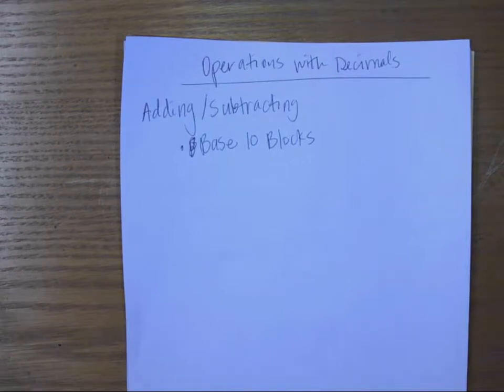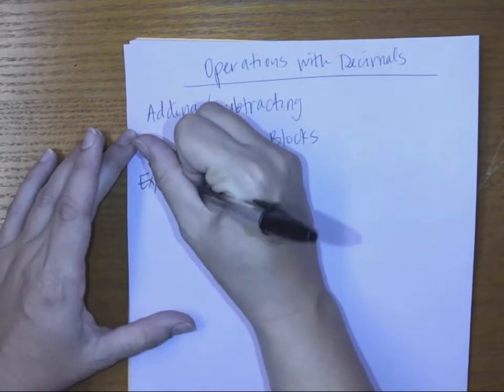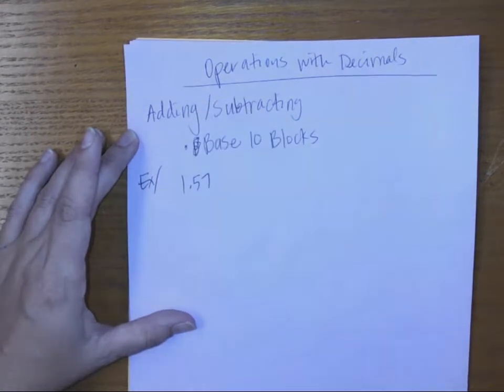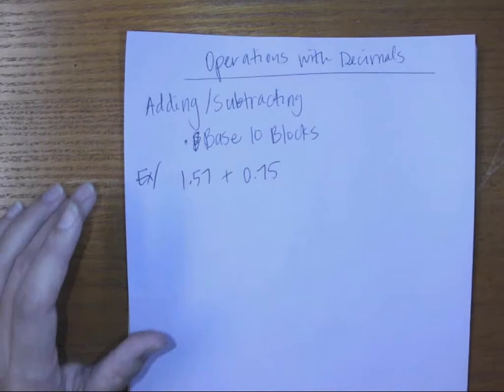In this video, we're going to talk about operations with decimals, specifically adding and subtracting decimals. And we are going to use base 10 blocks to do that. So let's start off with the problem: 1 and 57 hundredths plus 75 hundredths.